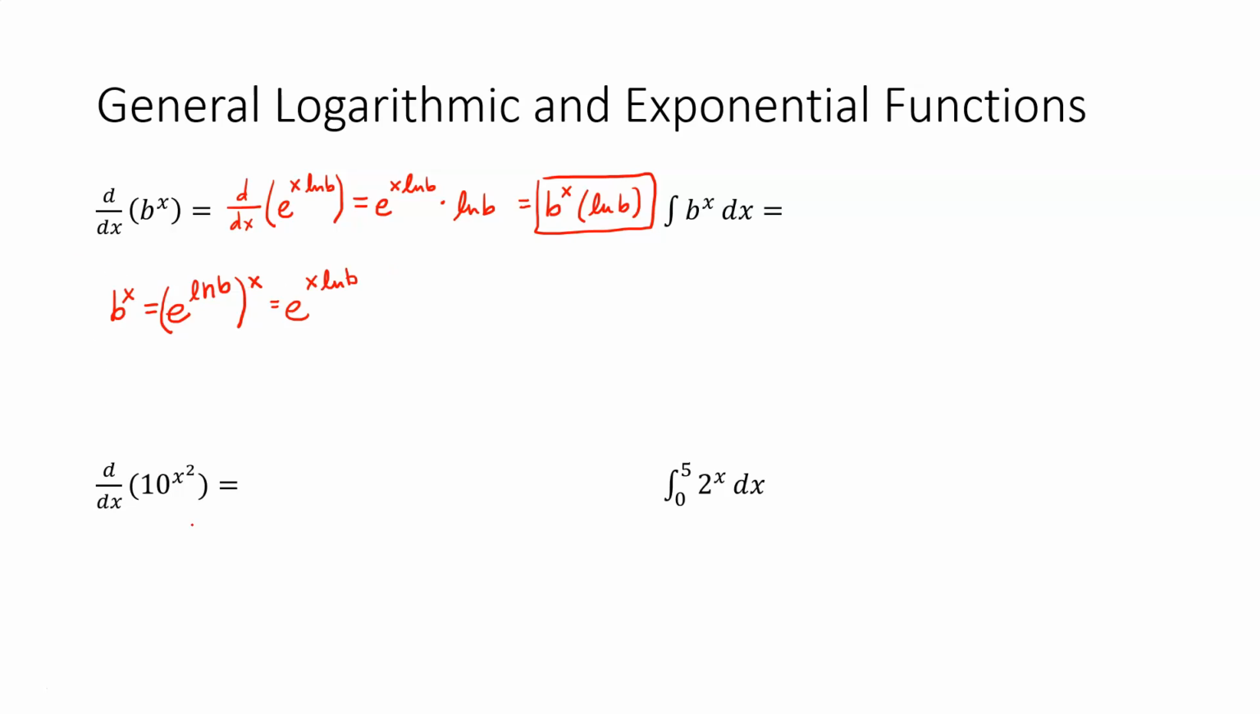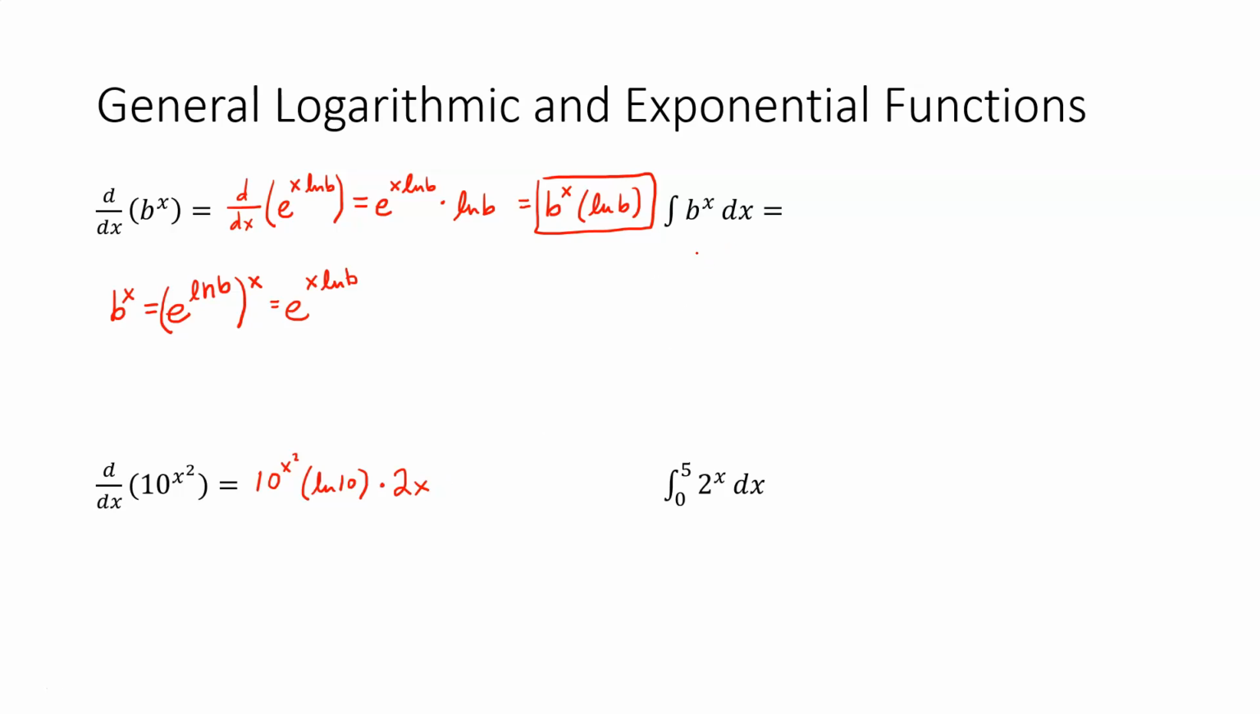So let's practice that below here. If I've got the derivative of 10 to the power of x squared, well, that'll be 10 to the power of x squared times ln of 10. But then we've got x squared, so we're going to multiply by the derivative of x squared, which is 2x. So there's a little bit of chain rule in there as well.